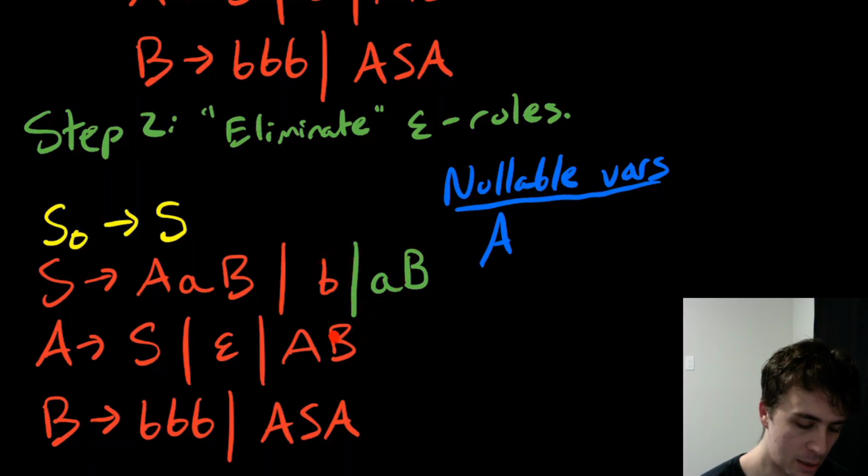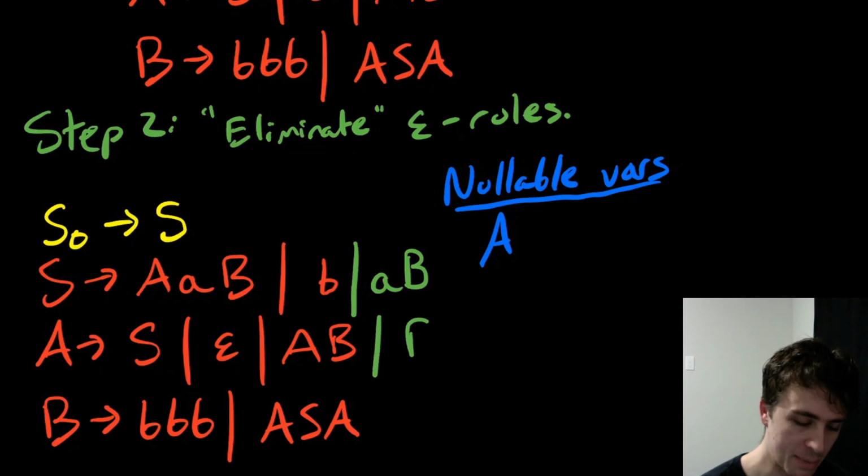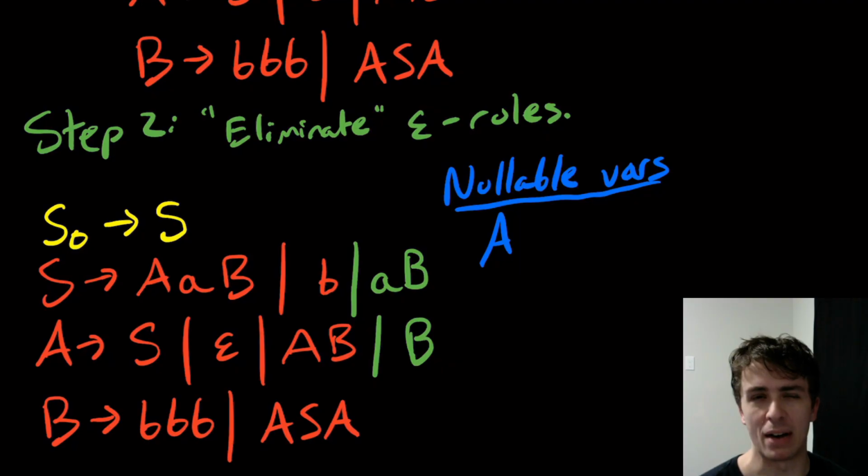Okay, what about this one right here? Well, A goes to S, that doesn't have an A in it. Epsilon doesn't have an A in it, and we will get rid of this eventually, just not now. This one does have an A in it with one occurrence, so we're going to do almost the same thing and add a rule where the A is dropped out. When I teach this, I call it dropping out. So when the A drops out.